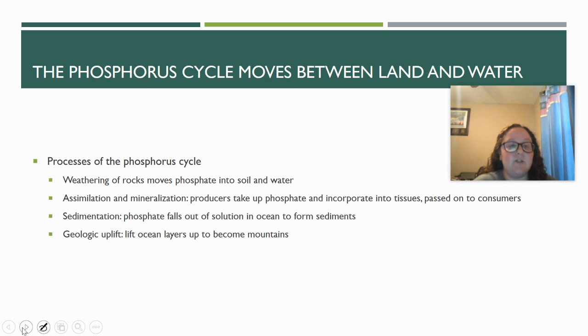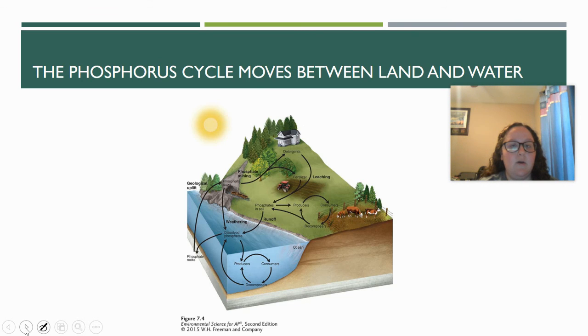Then sedimentation, where phosphate falls out of the solution in the ocean and forms sediments. And then we have geologic uplift, where ocean layers are lifted up to become mountains. And so now we have more phosphorus to weather and incorporate into soil and water, as you can see here.